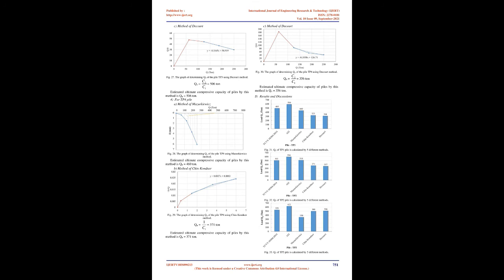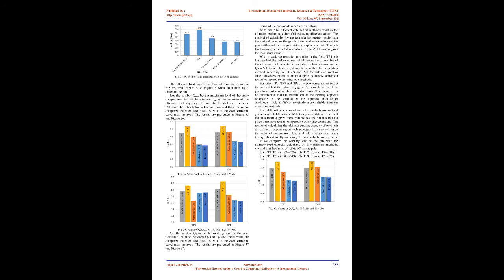With one pile, different calculation methods result in the ultimate bearing capacity of piles having different values. The method of calculation by the formula has greater results than the method based on the graph of the load relationship and the pile settlement in the pile static compression test. The pile load capacity calculated according to the AIJ formula gives the maximum value.